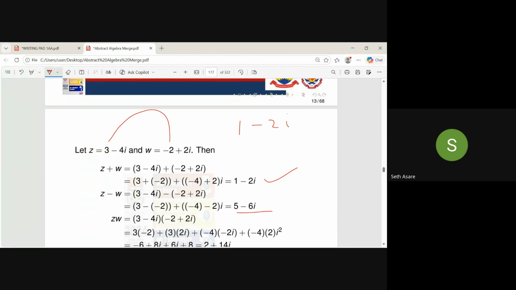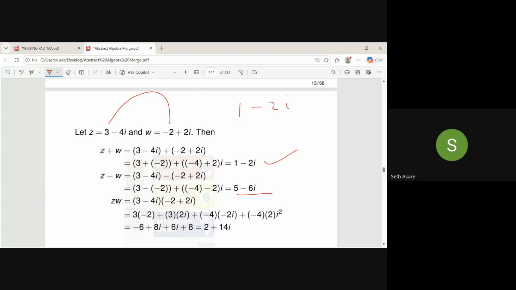All right. Then when we are multiplying, the 3 will multiply negative 2. That same 3 will multiply 2i. So this one takes care of everything here. Then minus 4i will also multiply 2, negative 2, and that one is going to give me this. All right, then minus 4i is multiplying 2i. So that one gives me this.